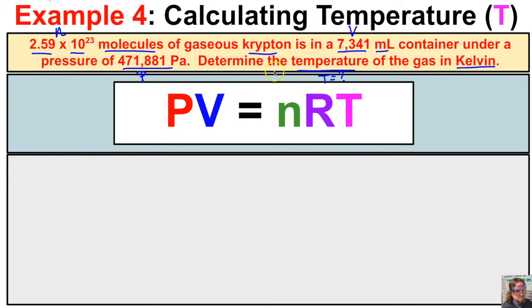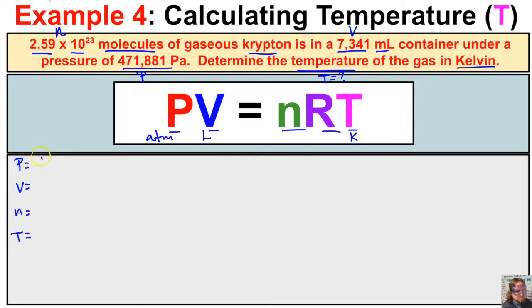So what formula do we know uses P, V, N, and T? That's going to be our ideal gas law. And keep in mind that when we work with this formula, our pressure is going to be in atmospheres, our volume is going to be in liters, and our temperature needs to be in Kelvin. So let's lay it all out. We have P, we have V, we have N, we have T. And R is our universal gas law constant.